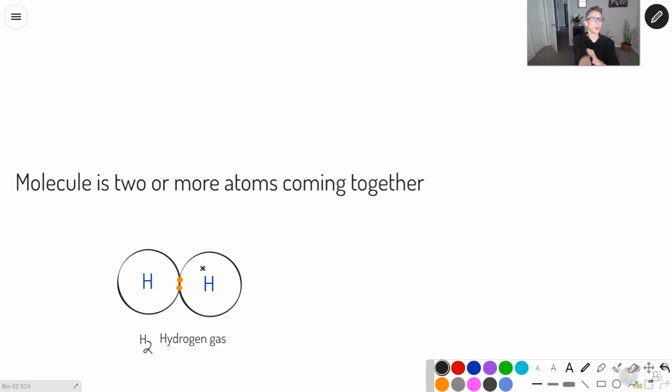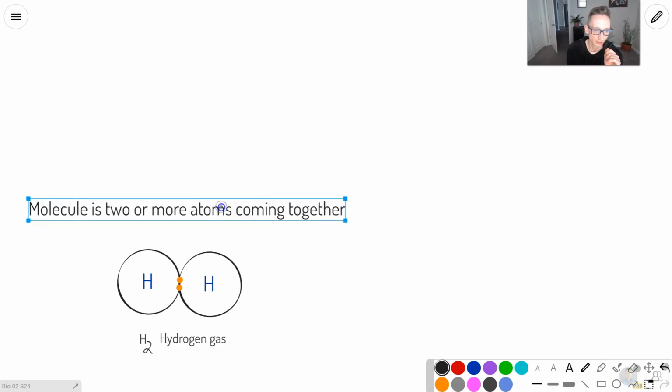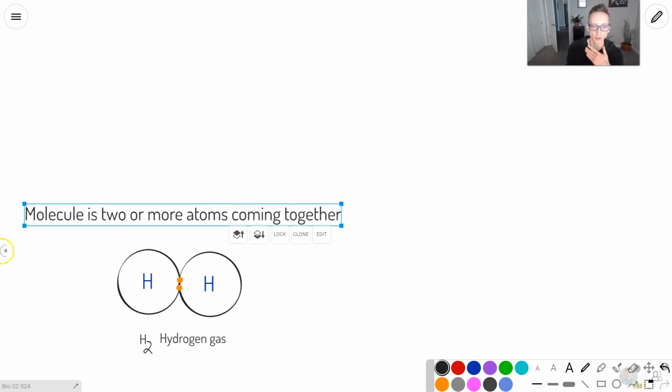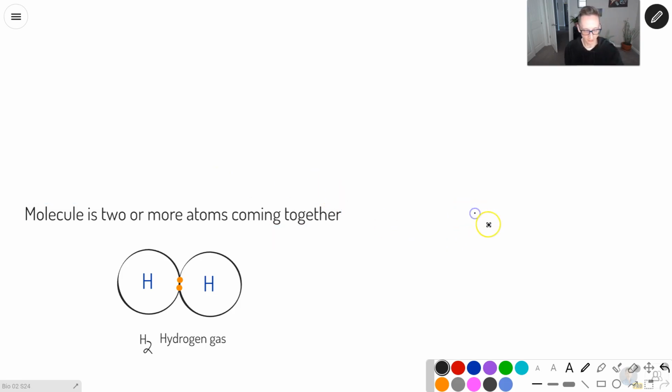I'm kind of skipping ahead a little bit, but a molecule is 2 or more atoms that come together. They're bound to each other. That's a molecule. There's an infinite number of molecules out there. That's just one example. Okay, so a compound is the same as a molecule, but it has more than 1 type of atom in it. Does that make sense? So this is not a compound. It is a molecule, but it's not a compound.